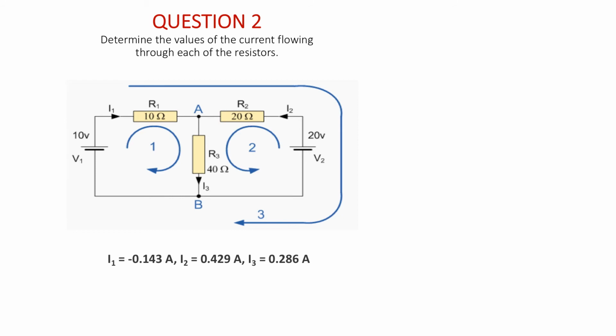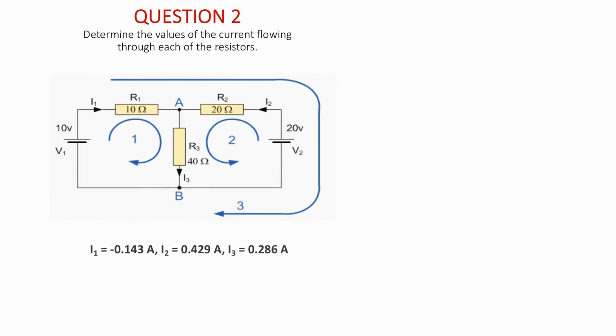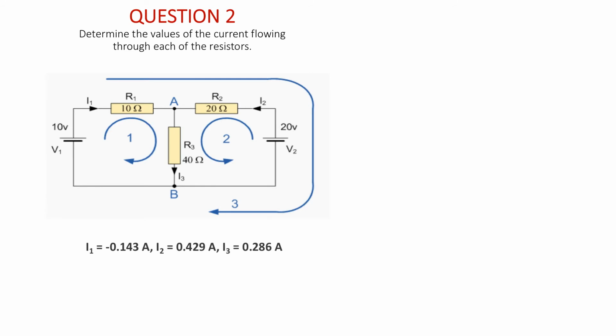For your real question, it can be like 6 or 7 resistors with like 4 power supplies, so it's going to be a little bit complicated. Therefore, double check your equation before you proceed with the calculations. Okay, so let's start.